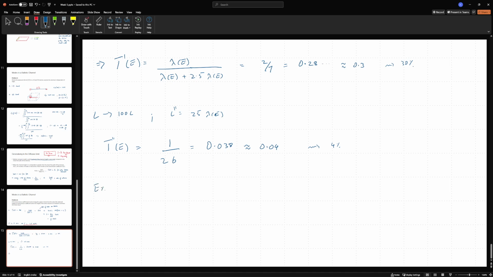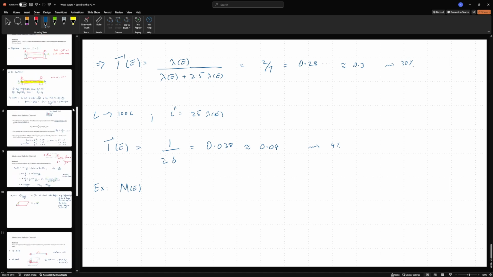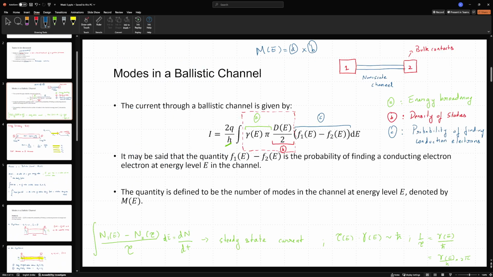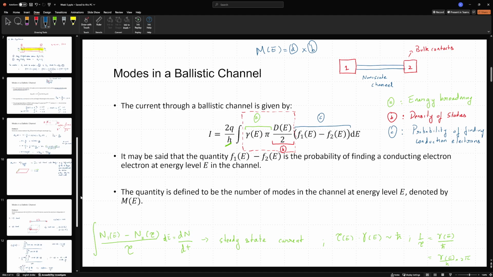As an example, let me say M of E. Remember, M of E does not depend on the length of the channel. M of E is just dependent on the geometry of the channel, because the length dependence has been all but removed over here, because this is per unit volume or unit area, and gamma of E is just an energy broadening. So this is not concerned with the dimensionality of the channel. Once we invoke the dimensionality, we will need the transmission coefficient to be included in the expression.